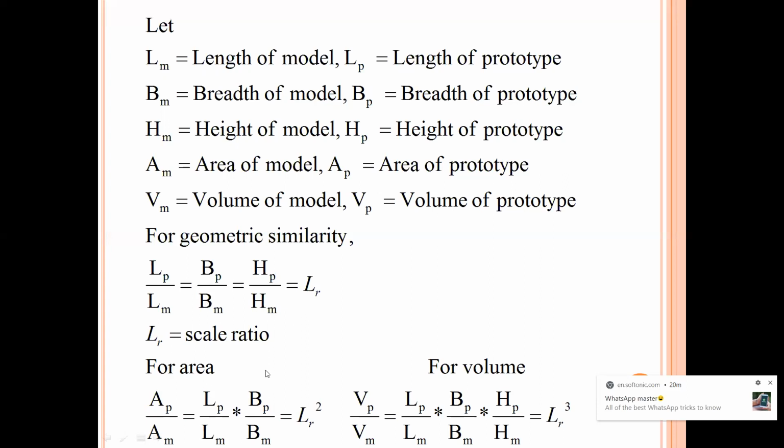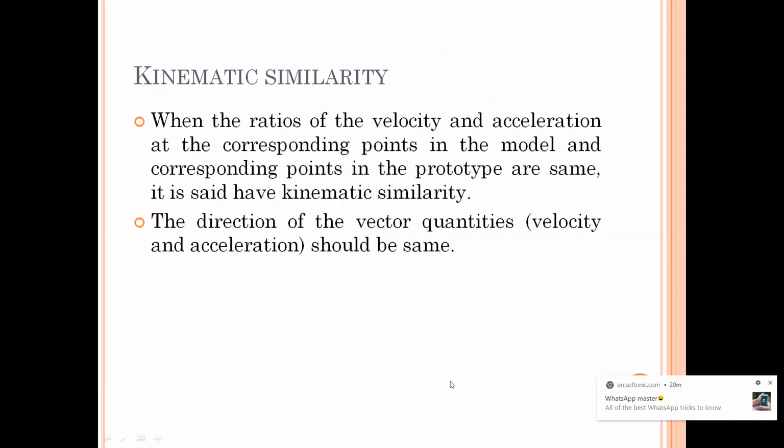I can even interpret that for area. Area of prototype by area of model. Your area is length into breadth, so this is LP by LM, which is your LR, and this is also your LR. So that should be equal to LR square. So AP by AM is equal to LR square, where LR is your scale ratio. If I consider the volume, again all of these have a ratio, so VP by VM should be equal to LR cube. So this is your geometric similarity.